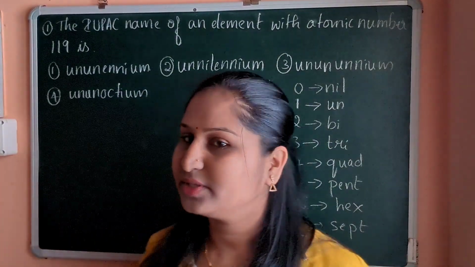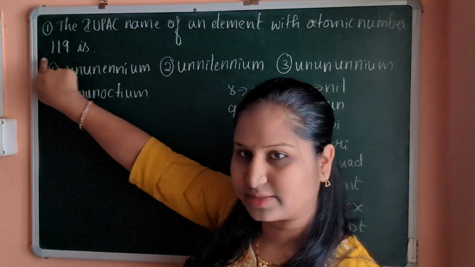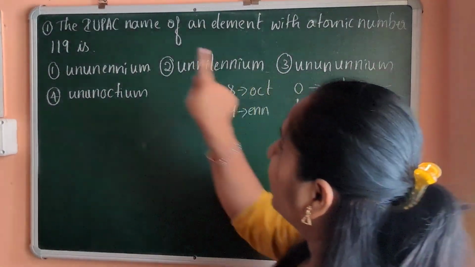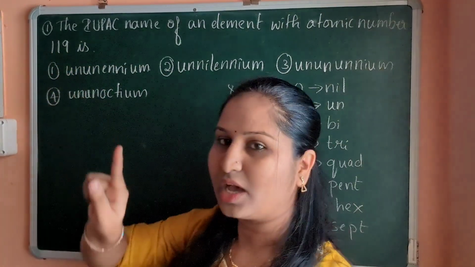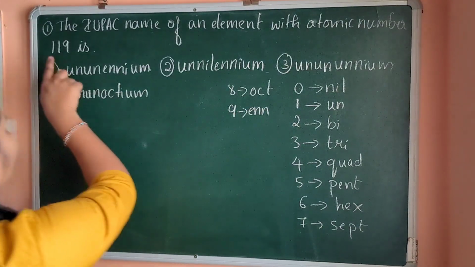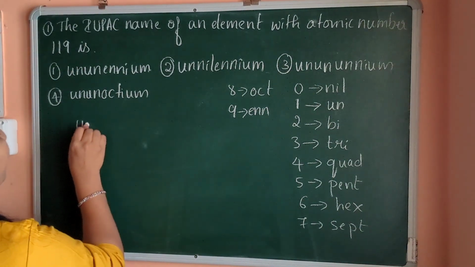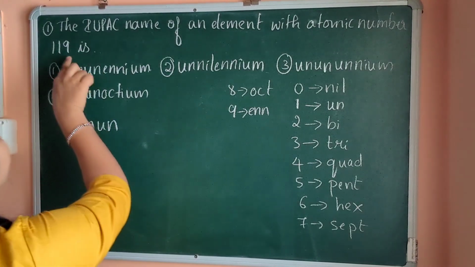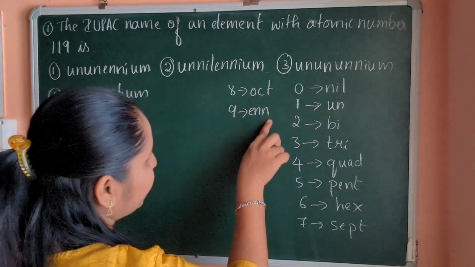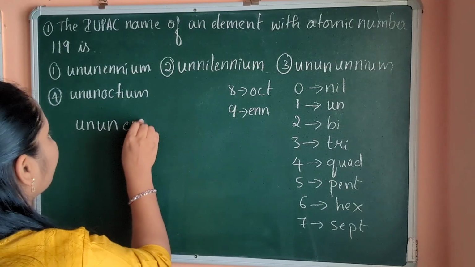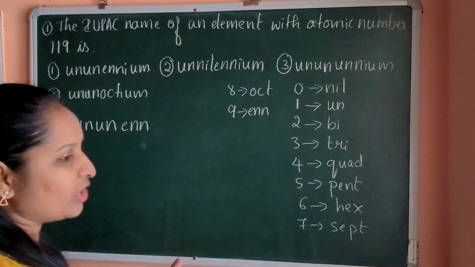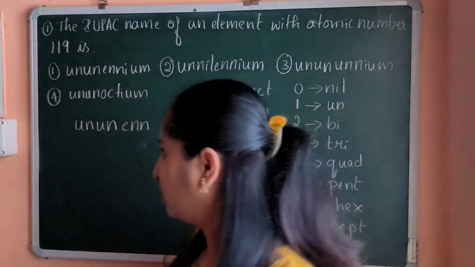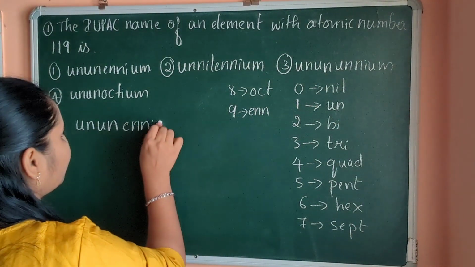According to this IUPAC nomenclature, here 119 is there. Let me write it here. For 1 it will be un, and again 1 is there, so it will be un. Next 9 is there, so 9 should be taken as enn, E-N-N. And whatever the atomic number is, according to IUPAC nomenclature, it should end with ium. So it will be I-U-M.